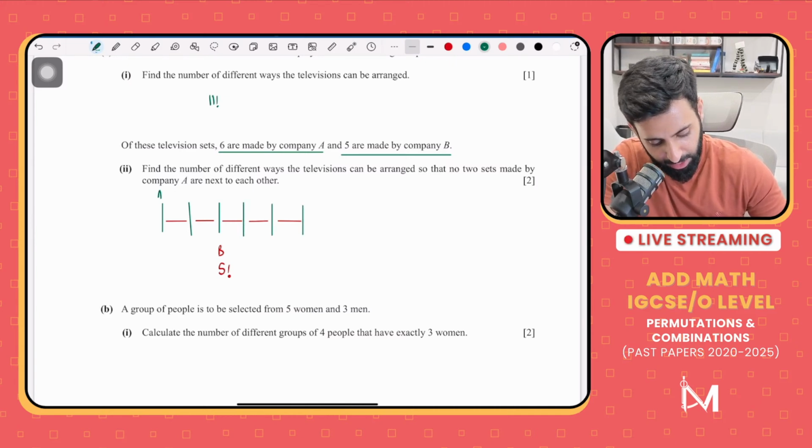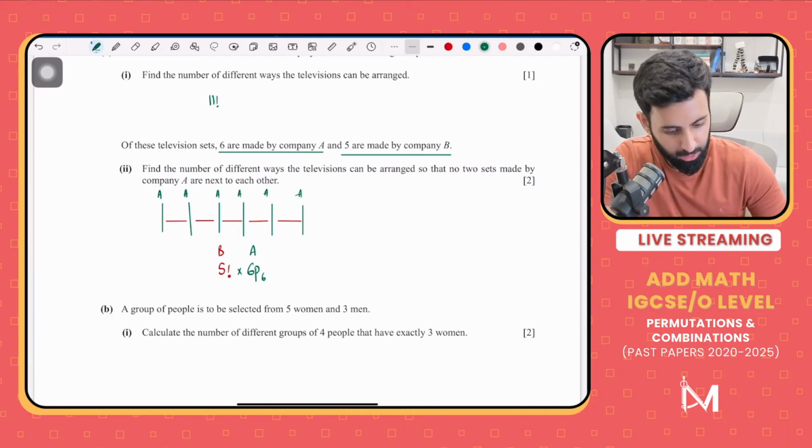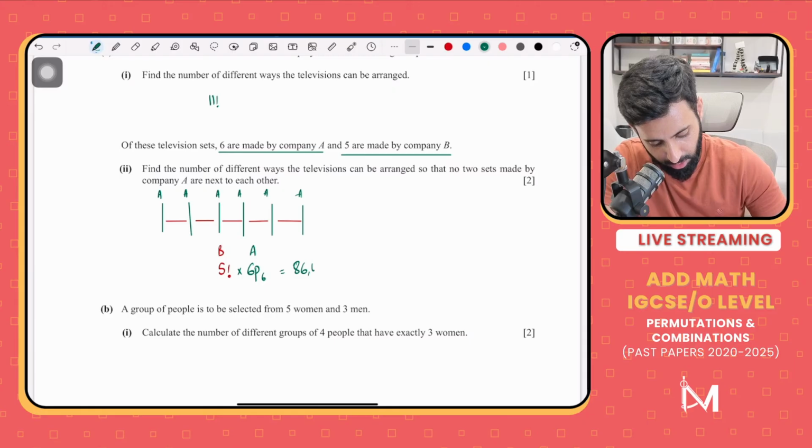So you can have a television set made by company A here, here, here, here, here, or here. So there are altogether 6 places. And how many television sets do we have? We have 6 of them, so that would be 6P6. So work this out, you'll get the exact same answer, which is 86,400. So this is an alternative method.